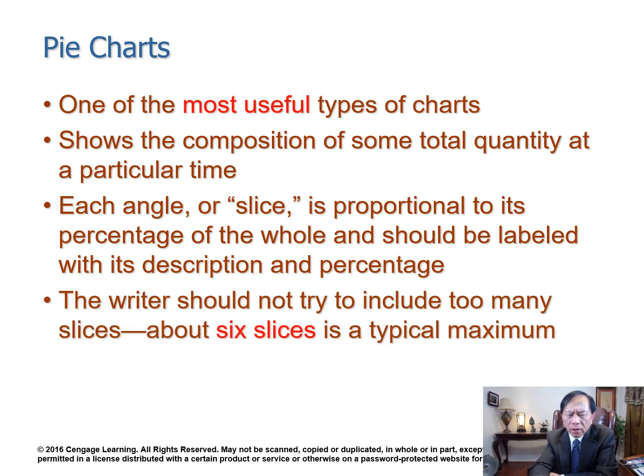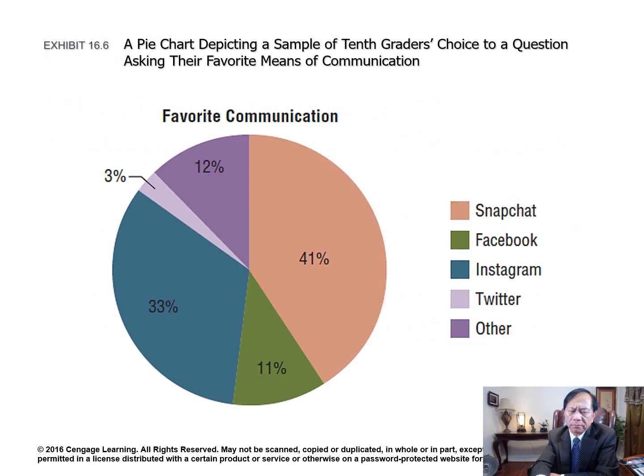The writer should not try to include too many slices of pizza. Normally, how many slices of pizza do we have? Normally, I would say 6, 8, maybe. About 6 slices is the typical maximum for charts, like this one here, showing favorite communication tools or social media tools. Okay, 41% Snapchat, there's Facebook, there's Instagram, there's Twitter, and others.